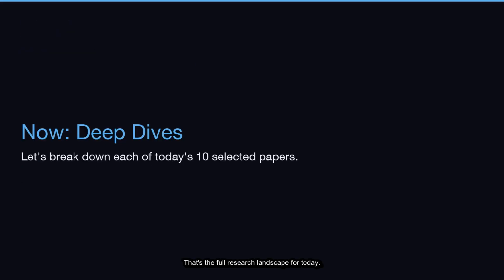That's the full research landscape for today. Remember, our number 1 paper, Fantastic Pretraining Optimizers and Where to Find, was already covered at the top. Now let's continue with papers 2 through 10, one by one.